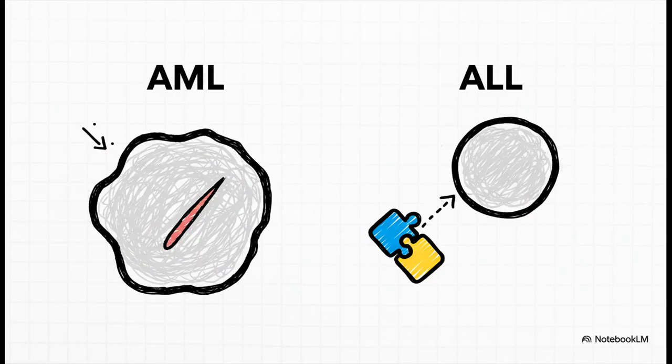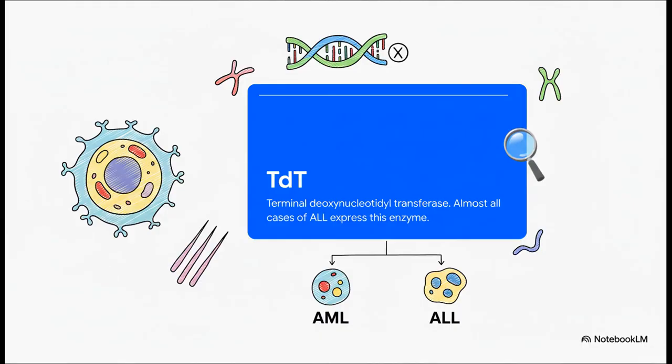Okay, so if Auer rods are the key for AML, what's the equivalent for ALL? There's a very specific marker that tells you, hey, you're looking at a lymphoblast here. And that marker is TdT, or terminal deoxynucleotidyl transferase. It's a special enzyme that you'll find in immature B cells and T cells, but you will not find it in myeloblasts. So a cell that's TdT positive, that's a lymphoblast. This is your key lab buzzword for ALL.